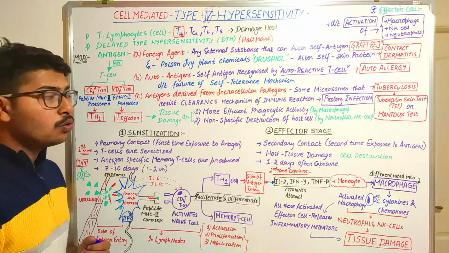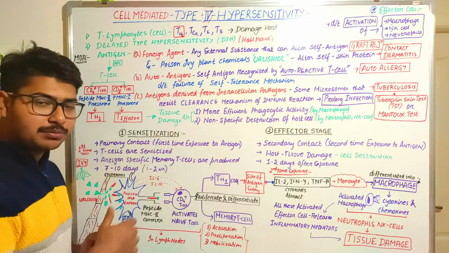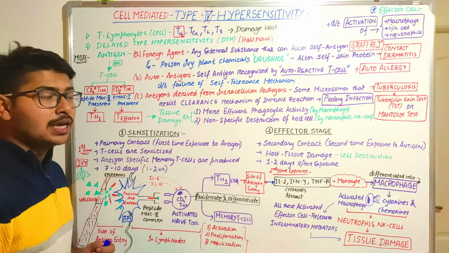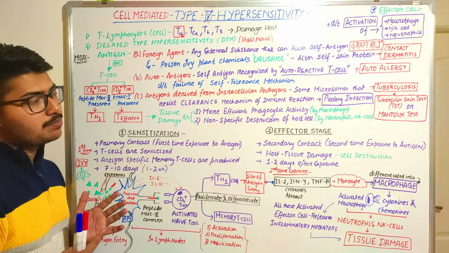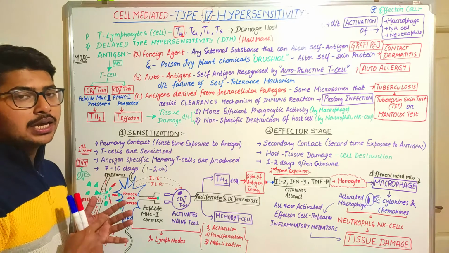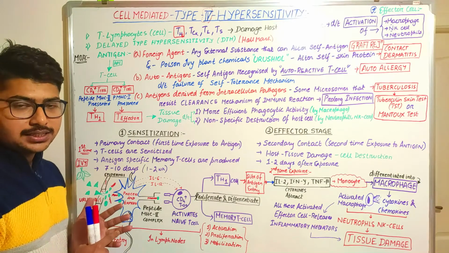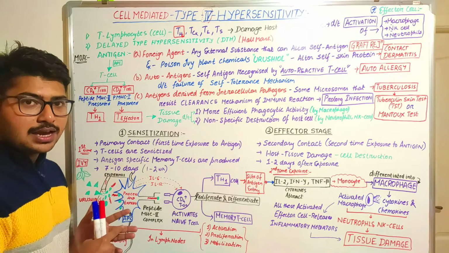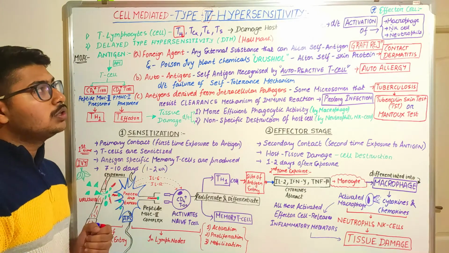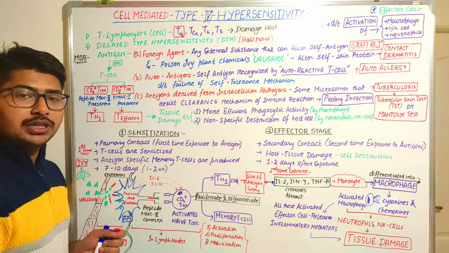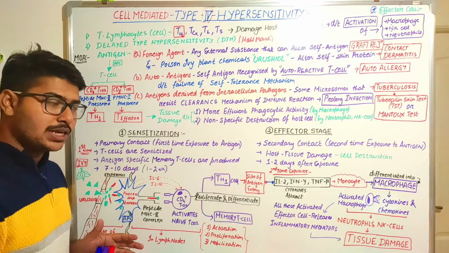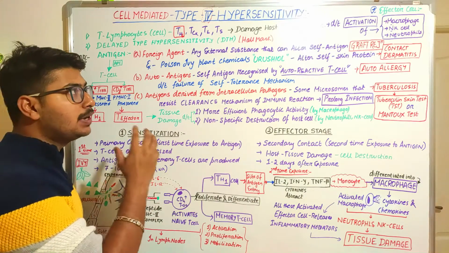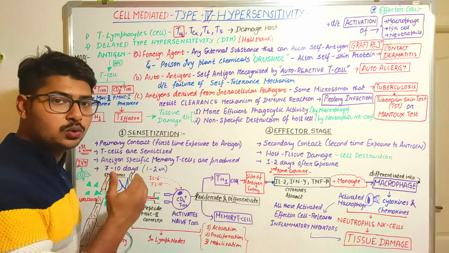So friends, from the type 1, type 2, and type 3 reactions, we already read that they are mediated by antibodies. Type 1 is mediated by IgE antibody, type 2 is mediated by IgG and IgM, and similarly type 3 is mediated by IgG and IgM. So they differ according to their mechanisms of action and pathogenesis. But type 4 hypersensitivity is completely different from types 1, 2, and 3.